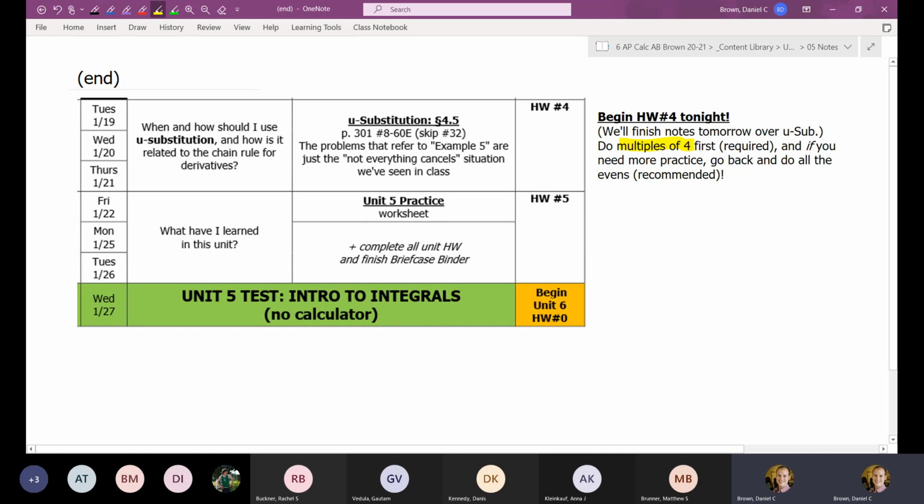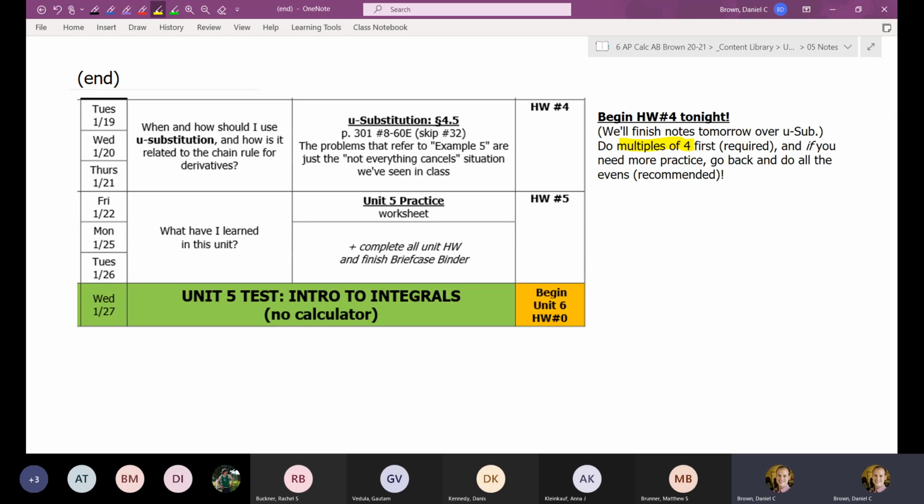If you want more practice, then go back and do the evens. I'm only going to count the multiples of 4. Do skip number 32 no matter what. You don't have to know how to do number 32. I might recommend doing all the evens first. Check your answers. If you got all the evens correct, then you probably had enough practice.